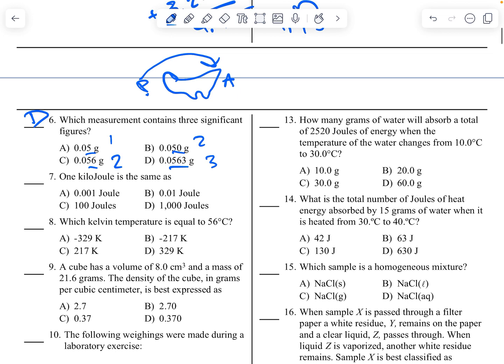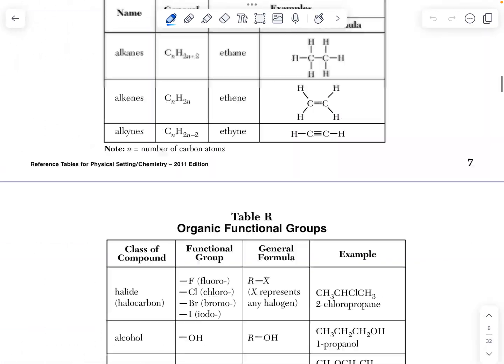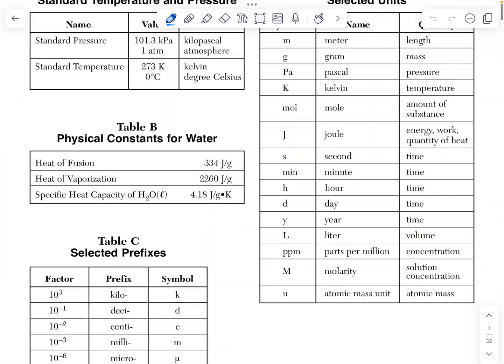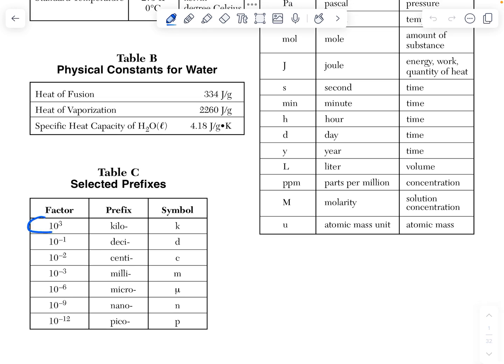Number 7, 1 kilojoule is the same as. So back on the reference table, right on the front, sorry to make your head spin here, it shows the metric prefixes. So kilo is 10 to the third, which means 1,000, which means 1 kilo anything, I don't know, kilogram, it's going to be equal to 1,000 little grams.